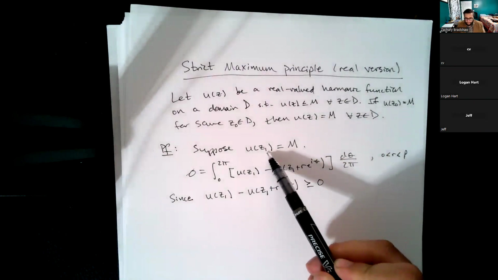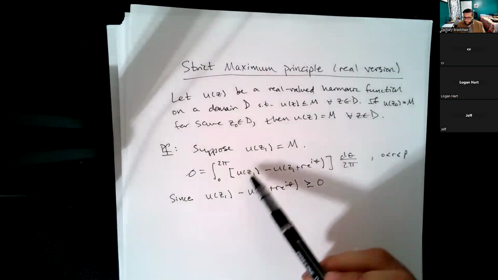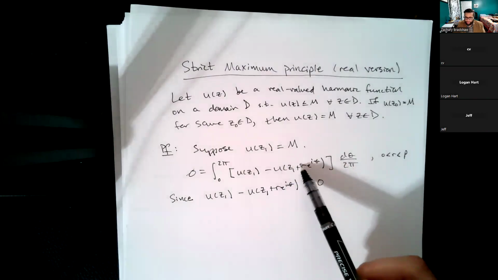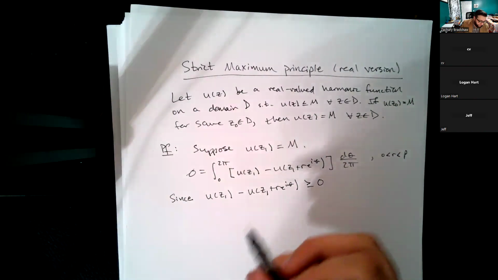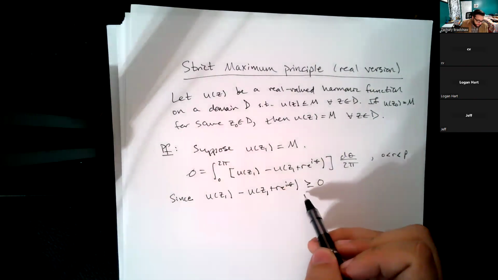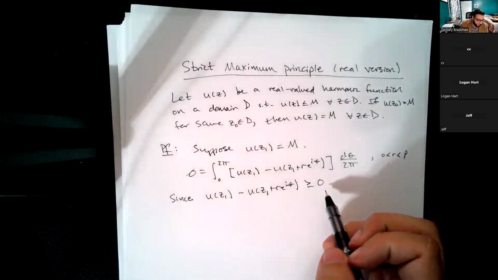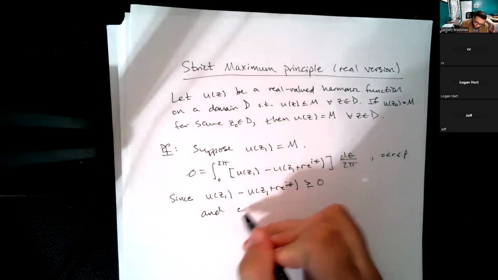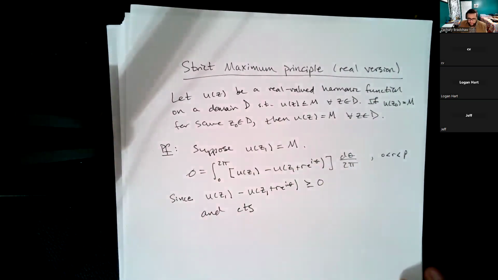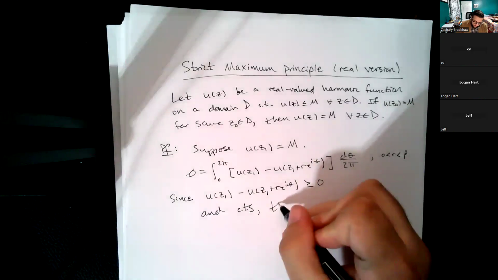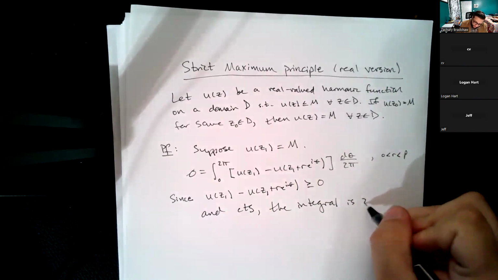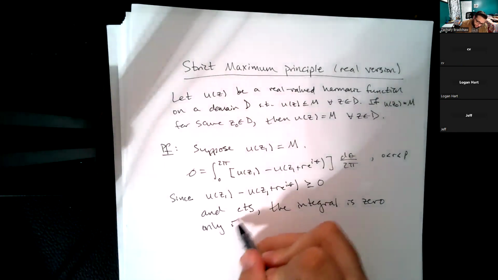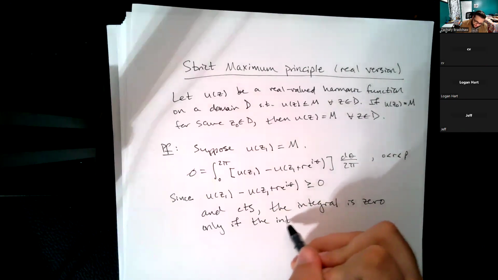Well, this U of z1 is defined to be the maximum of U on our domain, right? And this circle is contained in our domain. So this guy must be less than or equal to M. So we must have positivity here. So since this guy is non-negativity, I shouldn't have said positivity, I should have said non-negativity. And it's also continuous. Difference of continuous functions is continuous. The integral is 0 only if the integrand is 0.